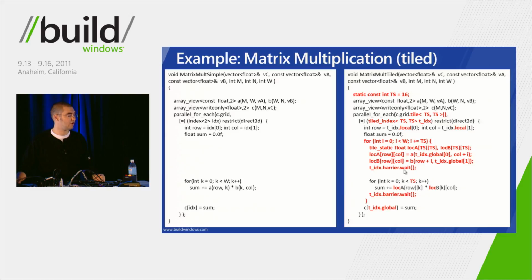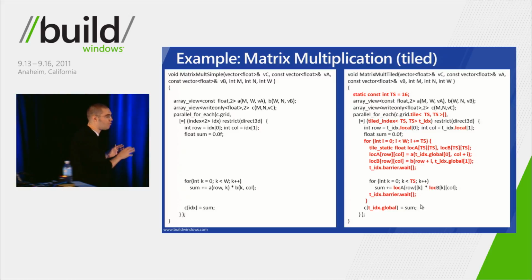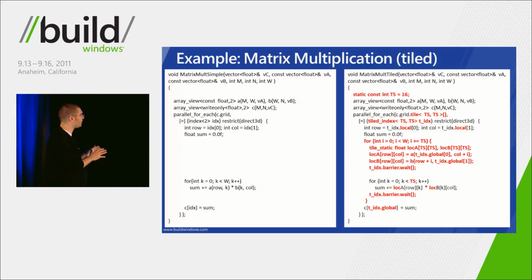Synchronize, so we get all the stuff in. And then you look at the algorithm. If you squint, it's exactly the same. Instead of working on the global arrays, I'm working on my tile static local ones, and I do that for each tile size only instead of for the whole thing. A barrier afterwards to make sure that we're done at this point. Then we loop around. And in the end, I can use the global index to write to the output array. So that's kind of the same pattern for most algorithms. Not all, but for most algorithms, it's a pattern that you can use when you use tile static.